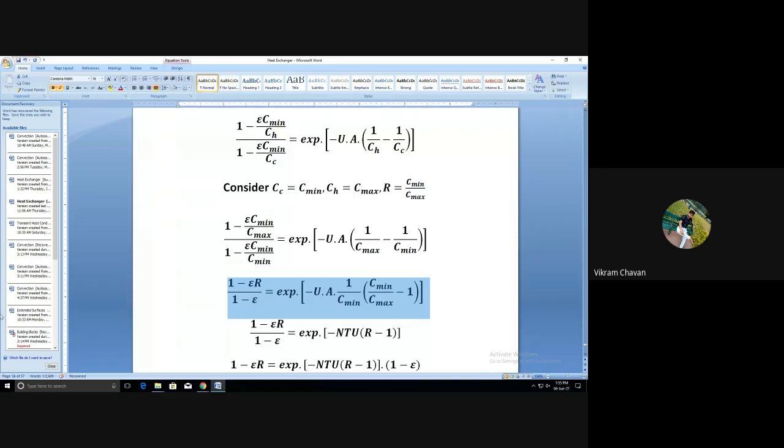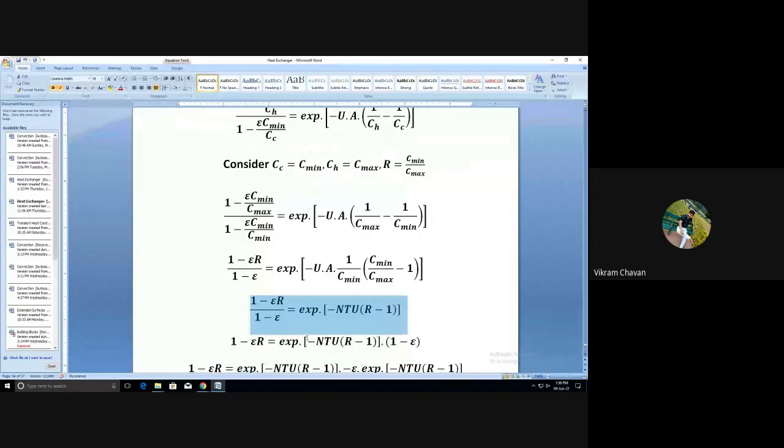Once again here Cmin divided by Cmax is nothing but R. So the equation will become (1 minus effectiveness R) divided by (1 minus effectiveness) equal to exponential of minus NTU inside bracket (R minus 1). So this 1 minus effectiveness from the denominator side will be transferred on the right hand side, so it will be multiplied with the exponential term. Then we will get 1 minus effectiveness R equal to exponential term multiplied by (1 minus effectiveness).